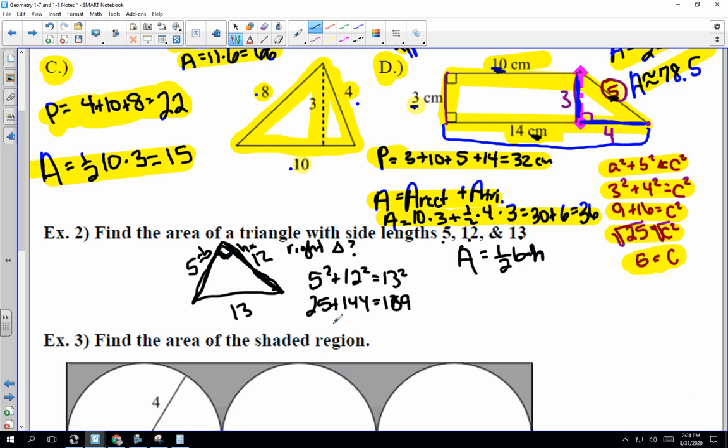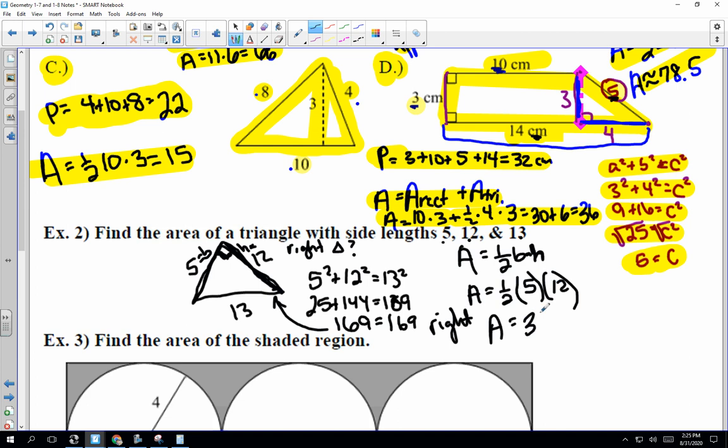25 and 144, oh, it is 169, and that is equal to 169. So this is a right triangle. When the Pythagorean theorem works for you, it's a right triangle. So we can say that the area is 1/2 our base of 5 and our height of 12. 5 times 12 is 60, divided by 2 is 30.